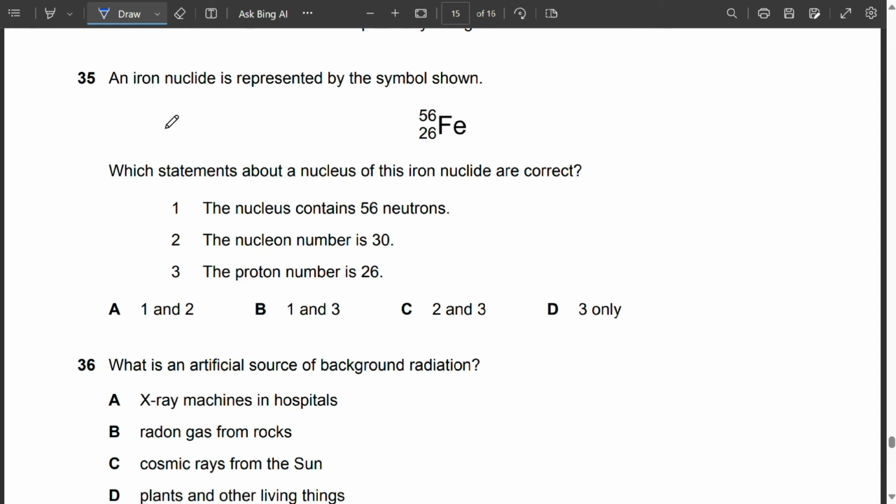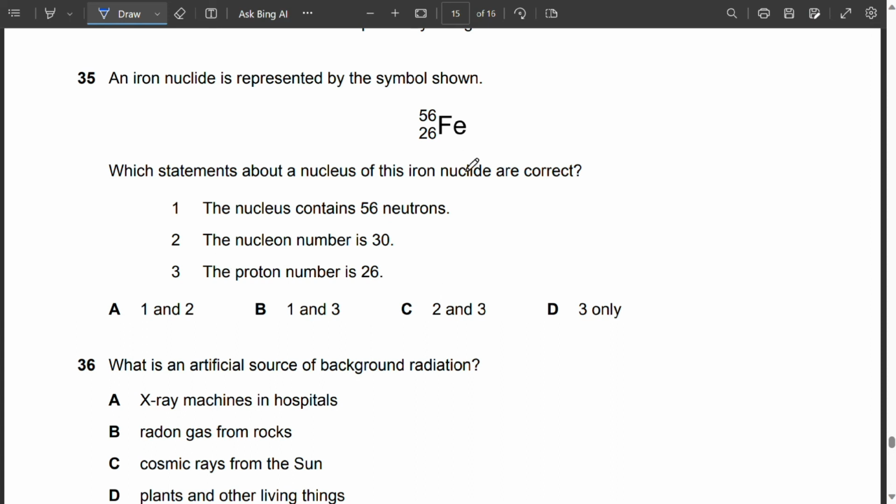An iron nuclide is represented by a symbol as shown. Okay, Fe 56 26. Which statements about the nucleus of an iron nuclide are correct? A, the nucleus contains 56 neutrons. No. B, the nucleon number is 30. No. C, the proton number is 26.